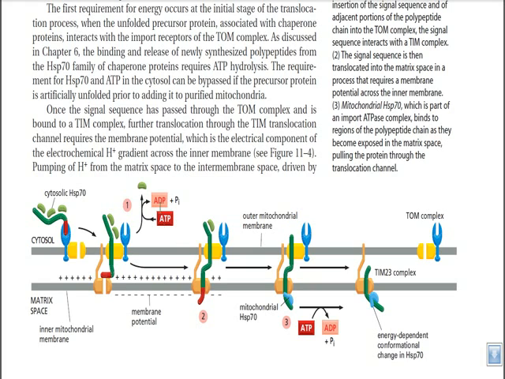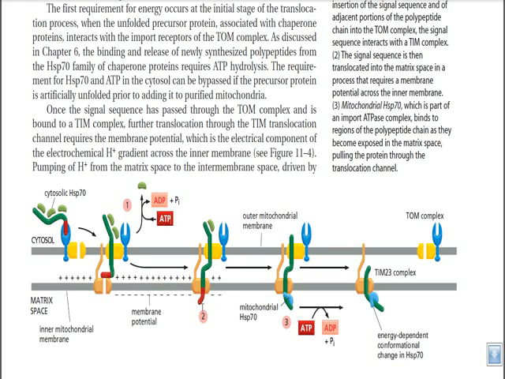ATP is hydrolyzed into ADP and inorganic phosphate. As soon as it is hydrolyzed, the chaperone proteins or chaperonin proteins are released, and the protein molecule enters into the intermembrane space. And whenever it enters the intermembrane space, it is attached with the TIM23 complex via the signal sequence, as we can see here. As soon as it attaches, the membrane potential is generated, and as soon as the membrane potential is generated, it is translocated through the translocation channel which is present in the TIM23 complex.